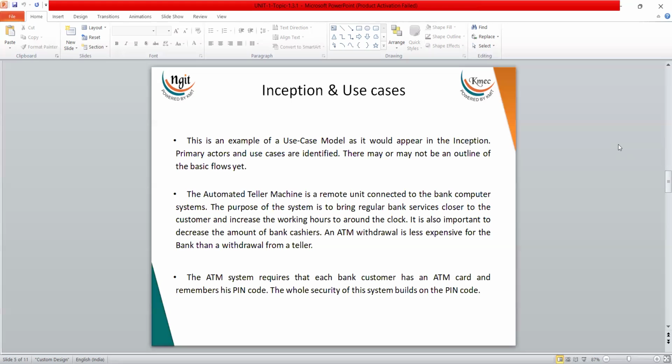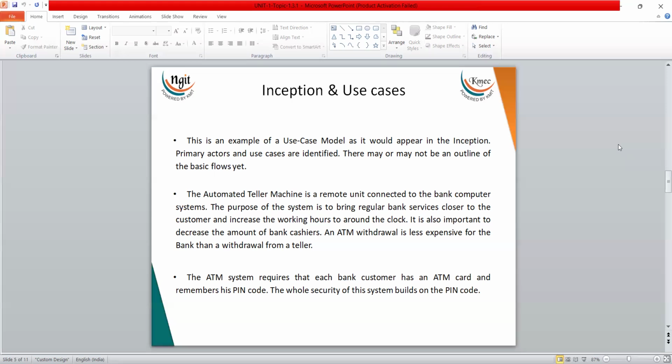An automatic teller machine is a remote unit connected to the bank computer systems. As we know, if you take the example of an automated teller machine, this is one of the remote units connected to the bank computer systems. The purpose of the system is to bring regular bank services closer to the customers and increase the working hours to around the clock. It is also important to decrease the number of bank cashiers, and an ATM withdrawal is less expensive for the bank than a withdrawal from a teller.